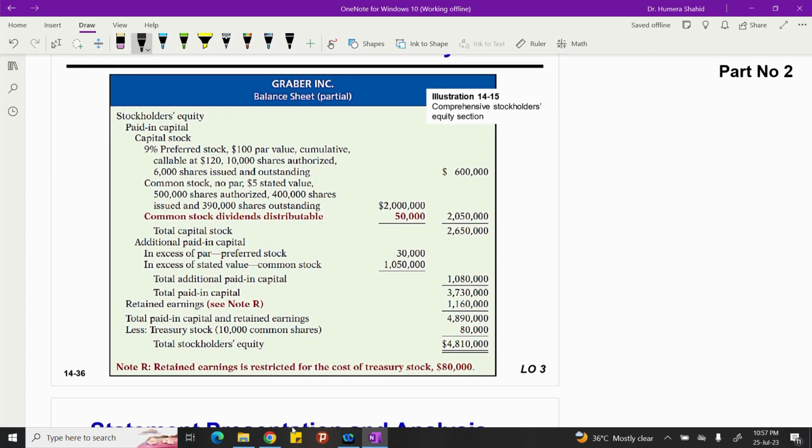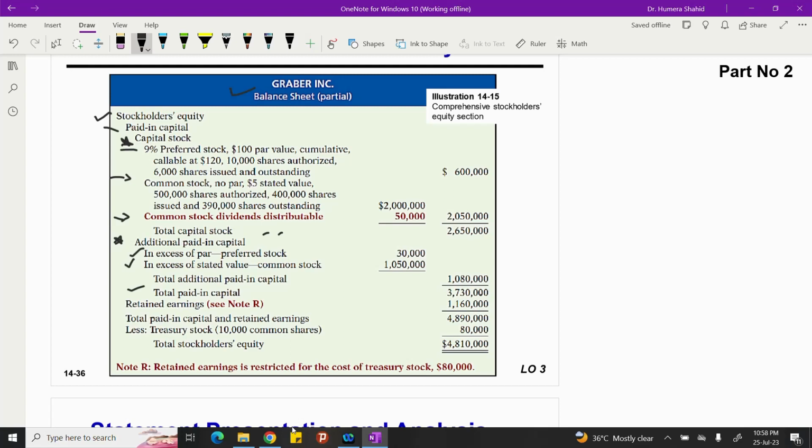When you prepare the comprehensive stockholders' equity section in the balance sheet, after putting the liabilities, you will have the equity section. Firstly, paid-in capital will come. Under paid-in capital, you will have capital stock and additional paid-in capital. In capital stock, we know that preferred stock always comes first, then common stock, and if there is still a balance in the stock dividend distributable account, that will also come. Then you get the total balance of common capital stock. Then additional paid-in capital: firstly the preferred stock comes, then the common stock. If you have a treasury stock premium account, put that. If you don't have, no need to put that. And then make a total of total paid-in capital, that is here.